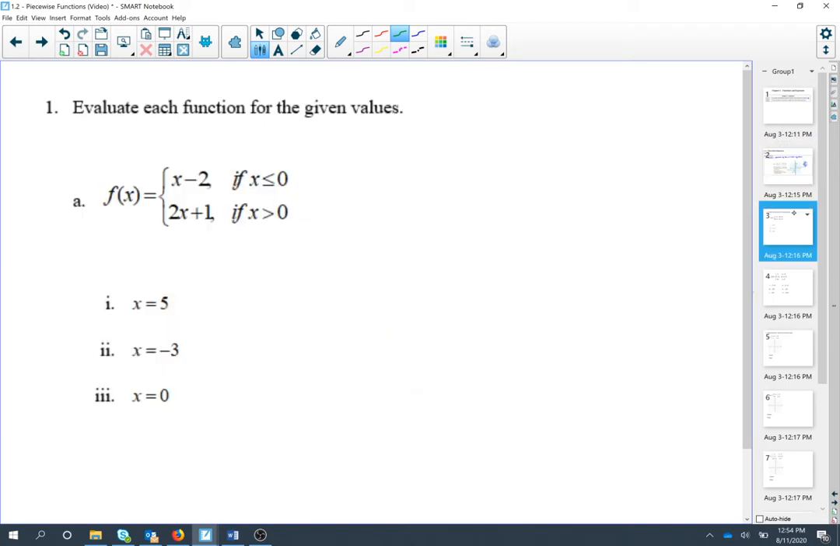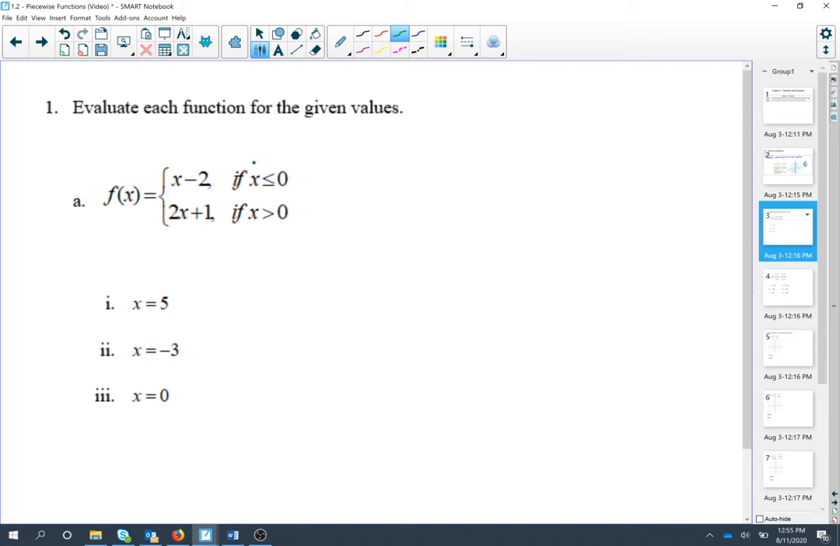Okay, so example 1, evaluate each function for the given values. So we've got our piecewise function. I believe this is actually the function we were just dealing with as our example. And I want to know, well, what does the function actually equal when x equals 5? So what we need to figure out is, okay, well, I'm going to take 5 and I'm going to substitute it into the function. But should I substitute it up here or should I substitute it down here?